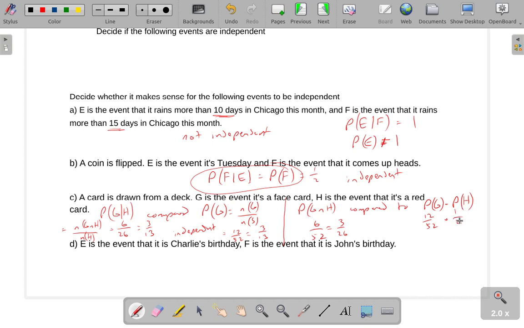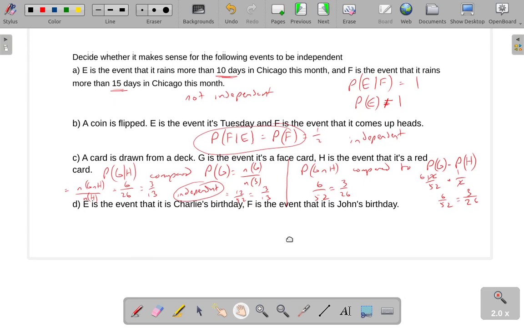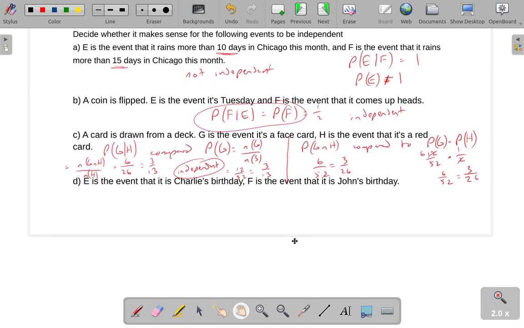You could write that in different ways. In any case, multiplying these together, there's a factor of 2 I could cancel, leaving a 6, giving us 6 out of 52, and you can already see it's the same thing. We get 3 out of 26. So in both of these, we conclude that G and H are independent. Knowing that we're dealing with a red card has no impact on the probability that it is a face card. So these would be independent events.